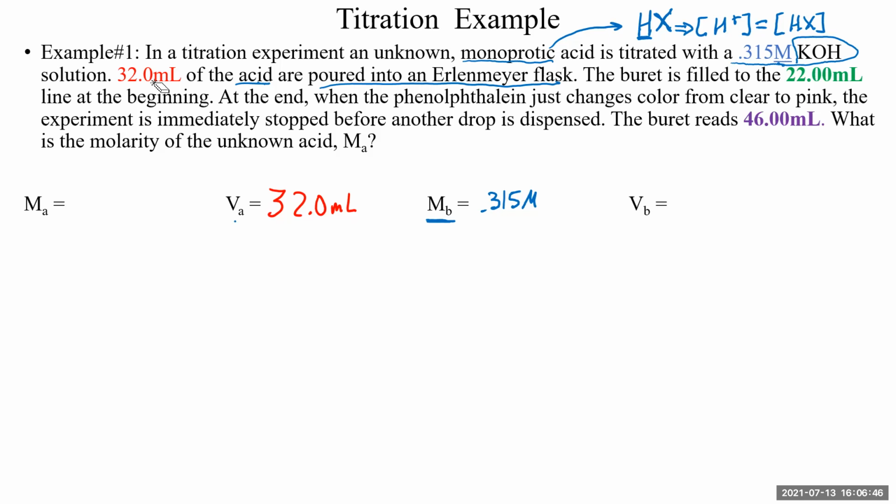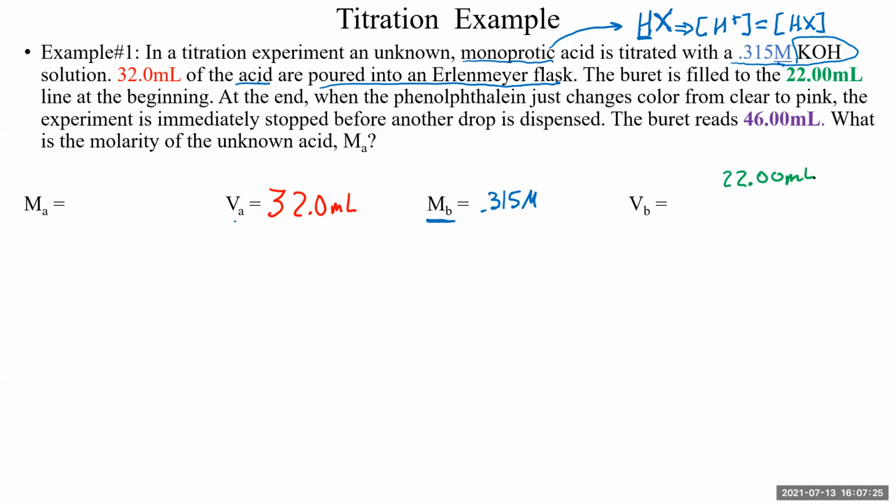The burette, now remember that long glass tube, or usually plastic tube, is filled to the 22 milliliter line. Does that mean our volume of base is 22 milliliters? No. So 22 milliliters is not our volume. This is simply one component for us to figure out what our volume is. The burette can't possibly know what the volume of your known is going to be at the beginning.